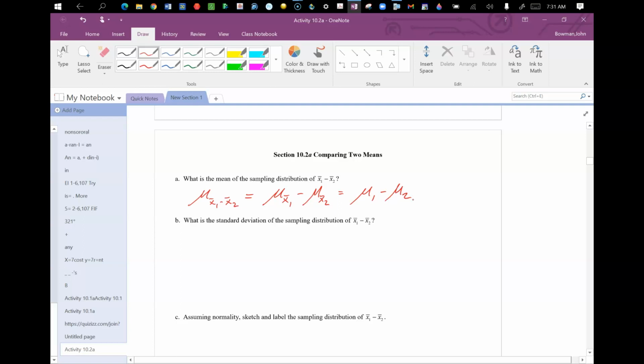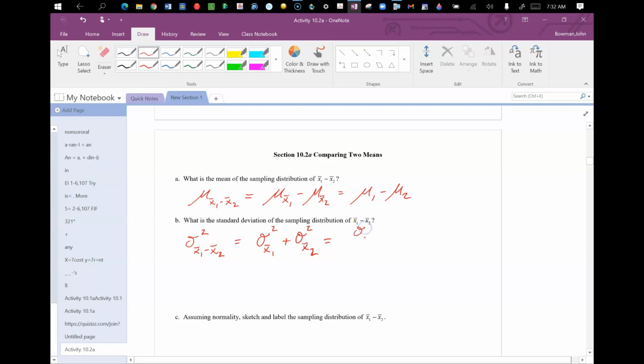The standard deviation, if you remember, we can add variances, but we can only add them if they're independent. That's why the check that the two samples are independent of each other is so important. So the variance of the sampling distribution of the difference of sample means is equal to the sum of the two individual variances, and the individual variances are just the squares of their standard deviations.